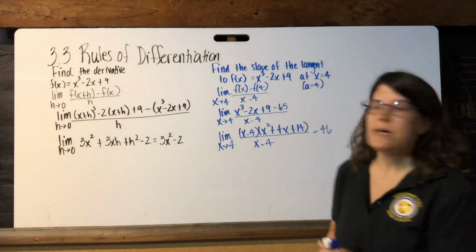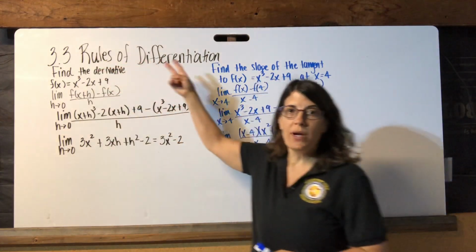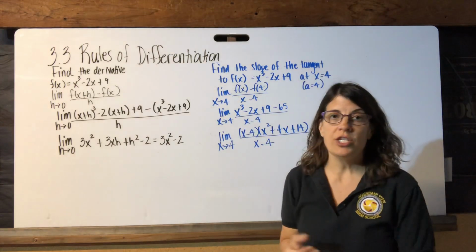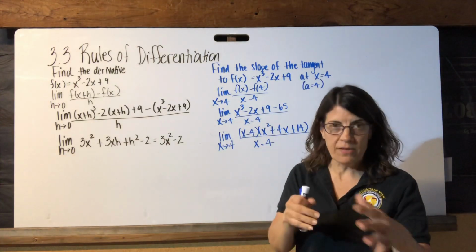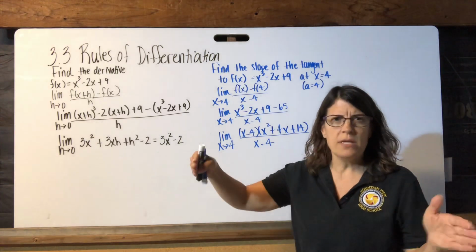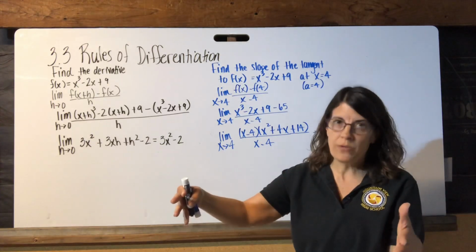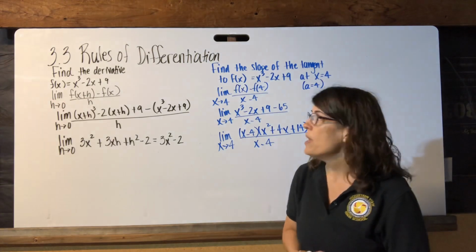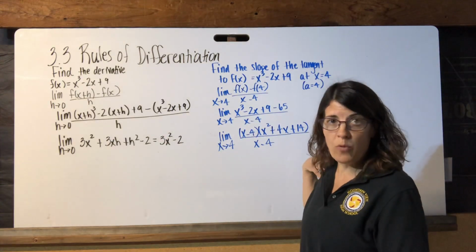Hello everyone! This is going to be section 3.3, Rules of Differentiation, and I'm going to split it up into 3 separate videos. So if you've seen the slate for the week, you'll see that each homework assignment covers a section of 3.3, but it's a lot of information. So you'll notice there's a lot of writing on the board.